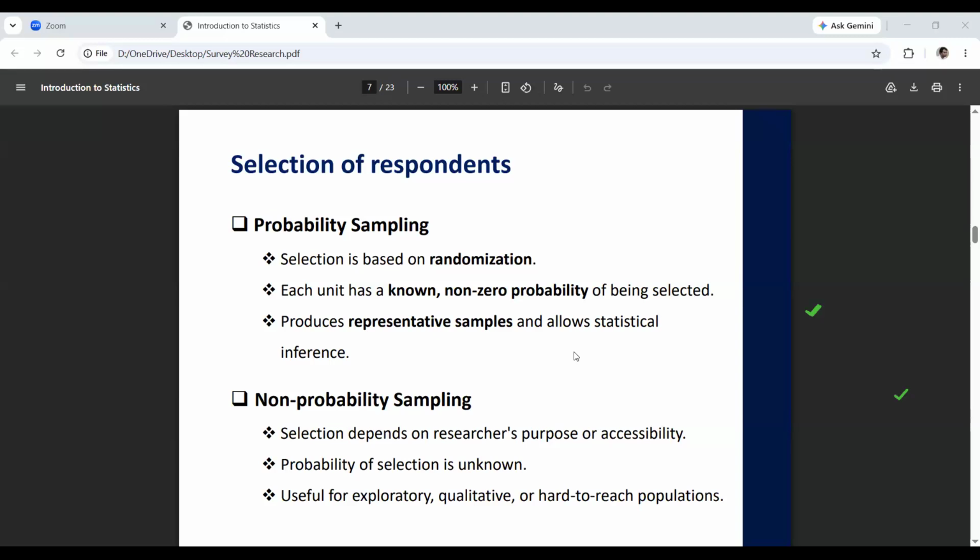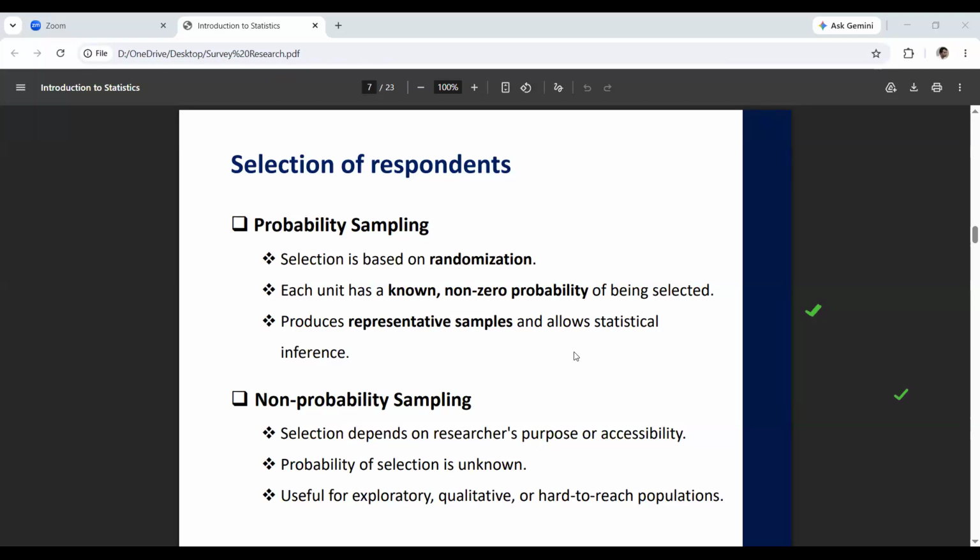When your aim is to produce population parameters, to produce estimates representative at the population level, at state level, district level, or India level, then you must conduct probability sampling. Samples should be selected using a random sampling method. You have to apply statistical methods to select the samples. So selection is based on randomization. Each unit has a non-zero probability of being selected. There are some methods we'll discuss a little later, very briefly. Then we produce representative samples, which are a subset of the population and allow statistical inferences.